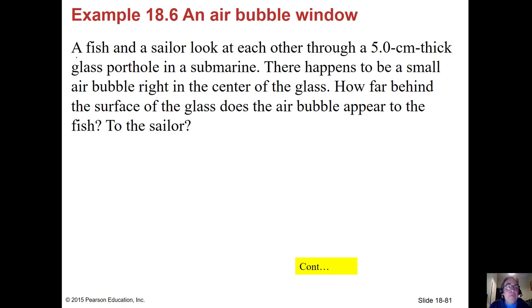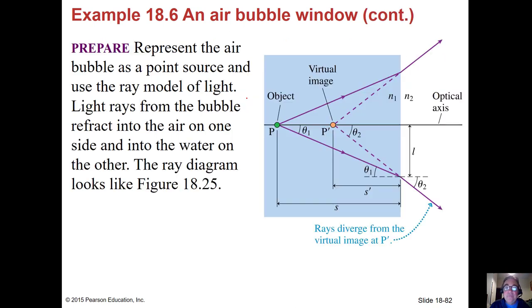Okay, let me read it one more time. Fish and sailor look at each other, 5-centimeter thick porthole. There appears to be a small bubble right in the center of the glass. Okay, so to the sailor inside the sub, where does this appear? And then to the fish in the ocean, where does it appear?